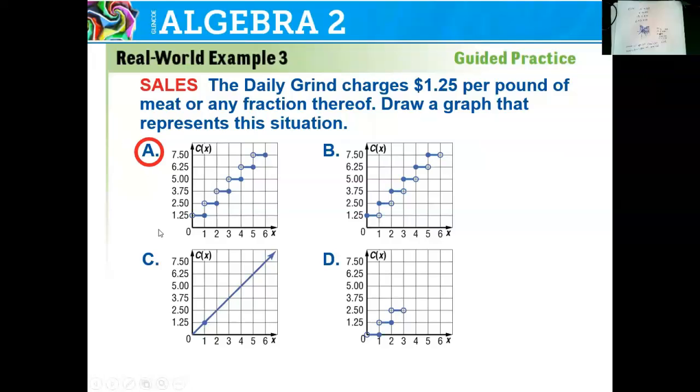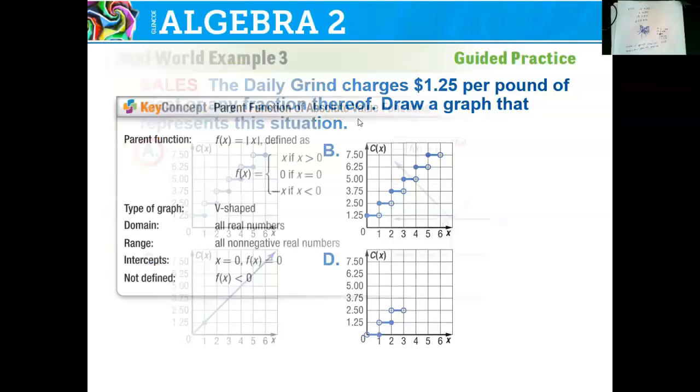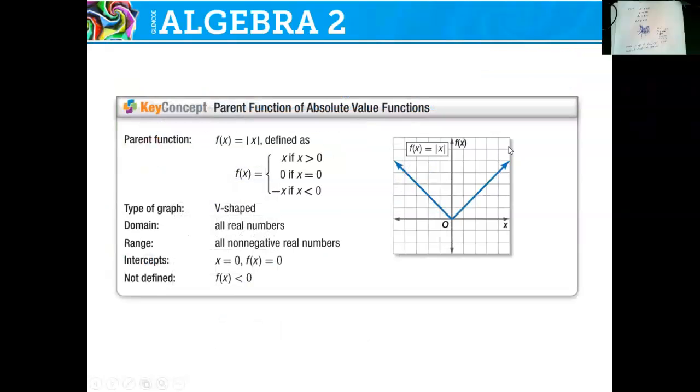Once again, we're rounding up, so we have open left and a closed right end. If we're rounding down, it would be answer B. But since we're rounding up, okay, I'm going to give you guys a couple minutes to write some stuff about absolute value functions.